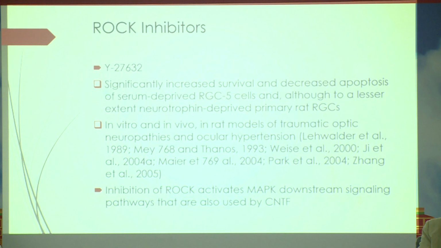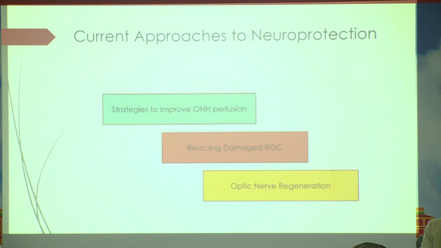For ROCK inhibitors, the studies have been done in animal models, rat models, both in vivo and in vitro, related to the Y-27632 ROCK inhibitor. They have seen that it causes increased survival as well as decreased apoptosis of serum-deprived RGC cells. Although these studies have been done in rat models till now, it has also been seen that inhibition of the ROCK pathway by these ROCK inhibitors activates the MAPK downstream signaling pathways that are used by ciliary neurotrophic factor, which is an important neurotrophin for the glaucoma pathway.